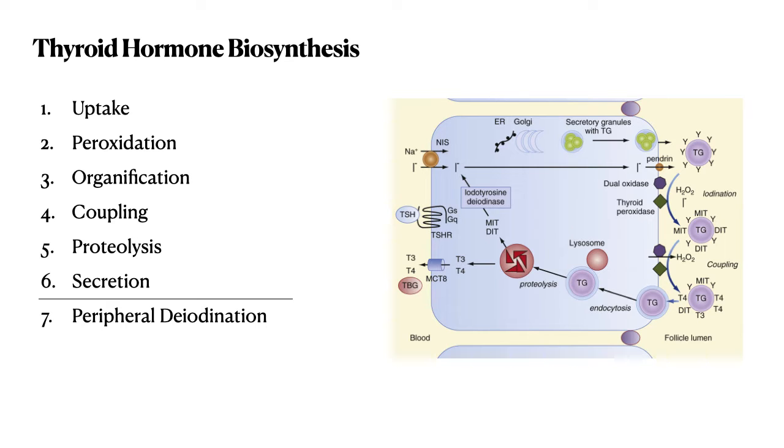And then there is proteolysis and hydrolysis of those to liberate the free T3 and T4, which are then secreted into the bloodstream. And in the bloodstream, the peripheral cells will then take up the T4 and convert it into T3 via peripheral deiodination, or utilize the small quantities of free T3 right away.